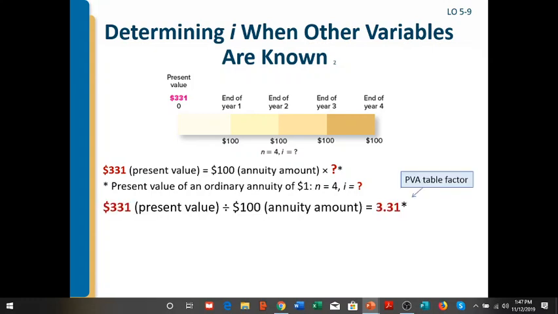So again, you're going to divide 100 into 331 to come up with 3.31. If you look in table 4, present value of an ordinary annuity of 1, and go to the 8% column, you see 3.31213. So it's going to be right at about 8%.